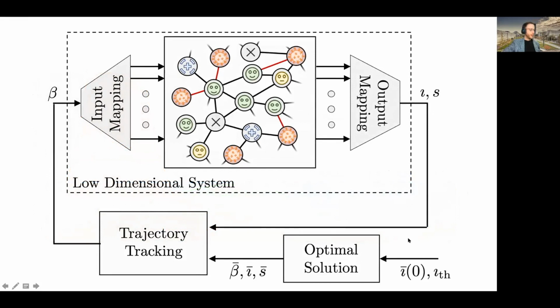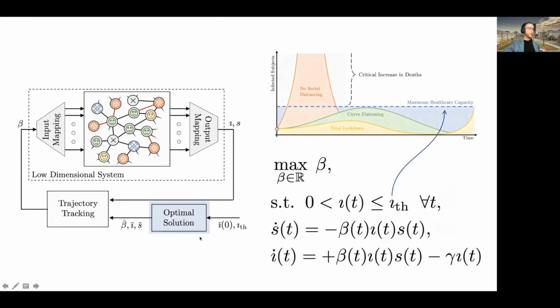We try to tackle this problem in our framework by a feedback strategy, and more specifically as a trajectory tracking problem. So we have here the generation of an optimal solution, and we formalize our curve flattening problem in this way. We want to find the level of social distancing such that the infected subjects are always under a given threshold, subject to the dynamics.